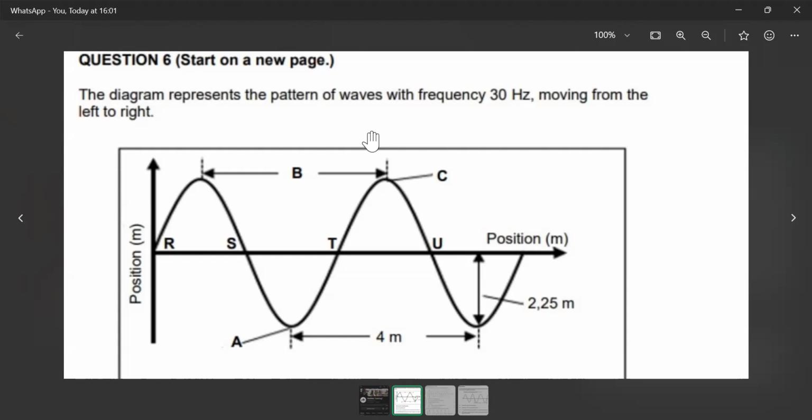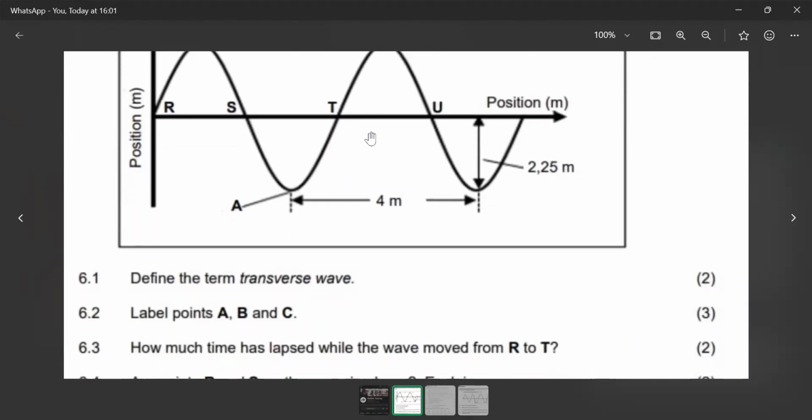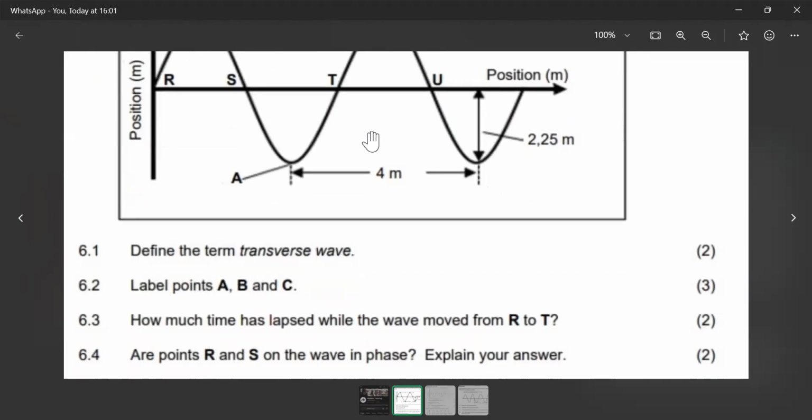So meaning the distance B is also going to be 4. That is wavelength: the distance between two successive points that are exactly in phase. That's fine. Now let's talk. The first question says, define the term transverse wave. Well, you now know how to define a transverse wave, so we can pass it.